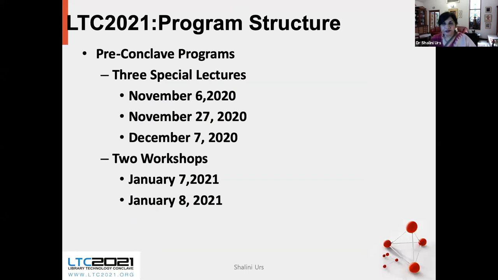And then before the actual conclave in January 2021, given the online nature of the conference, we thought it is good to have some pre-conclave programs. So we have three special lectures. The first one, the curtain raiser, is happening today. The second one will be on November 27th. And the third one will be on December 7th. And we are also going to have two workshops in January. So these precede the actual conclave.